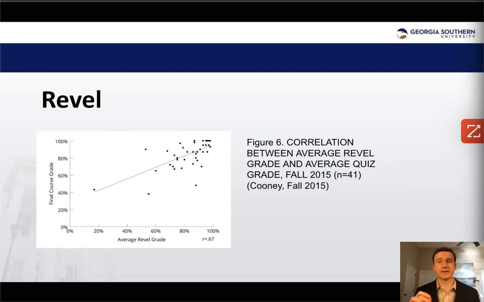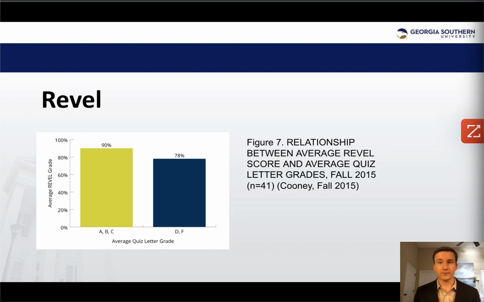Figure 6 shows that there's a strong positive correlation between Revel grades and final grades, where the correlation coefficient is a value of 0.67, indicating that it is a positive correlation. There's a positive relationship between the final course grade and the average Revel grade. Again, the p-value measured in this statistical analysis was less than 0.01.